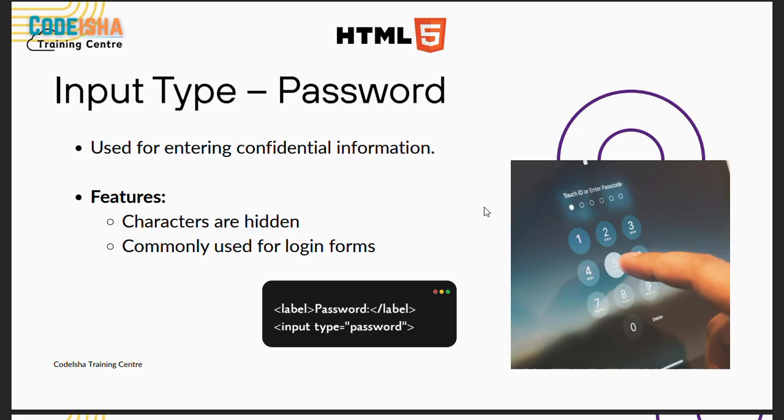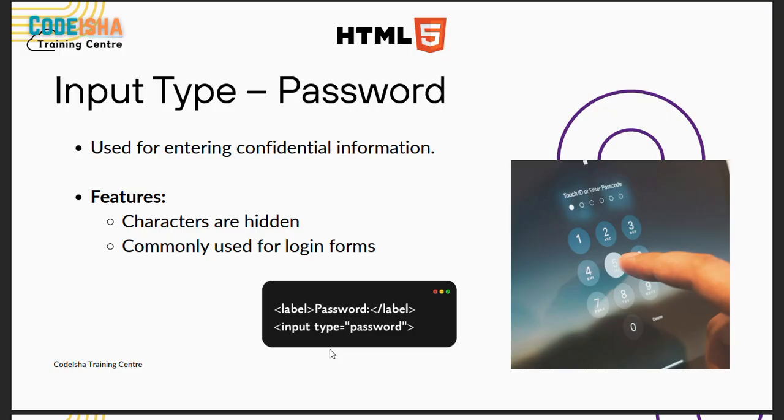So when we use this input type password, we get features like characters are hidden. This password input type is commonly used in login forms. Here's how we can add that password input. First we need to declare the label, and then we need to give the input. Inside that input tag, we need to add the data type with the help of the type attribute.